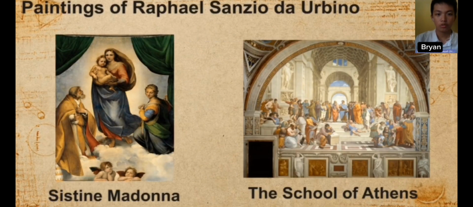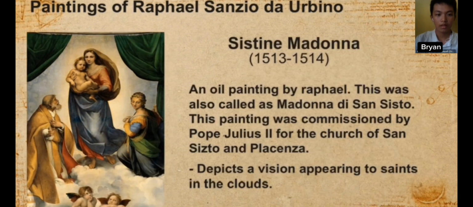Raphael had two paintings. The first one is Sistine Madonna, and the second one is the School of Athens. Sistine Madonna is an oil painting by Raphael. This was also called as Madonna di San Sisto. This painting was commissioned by Pope Julius II for the Church of San Sisto and Placenza. It depicts a vision appearing to saints in the clouds.